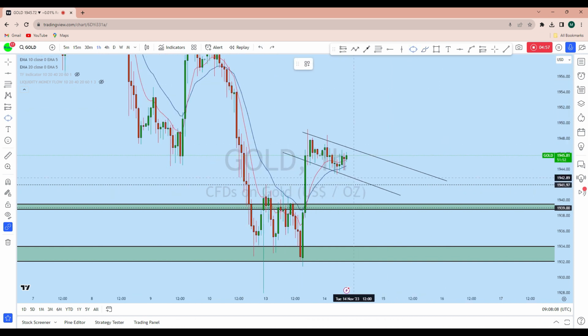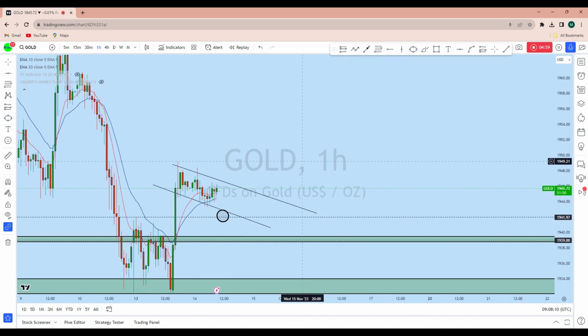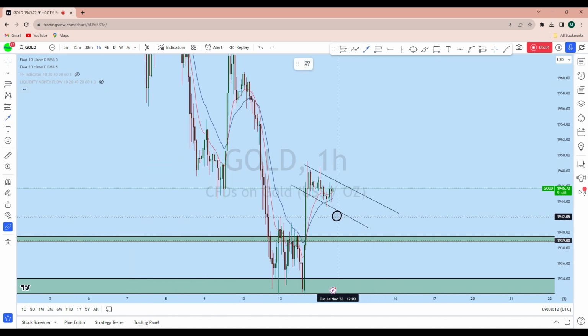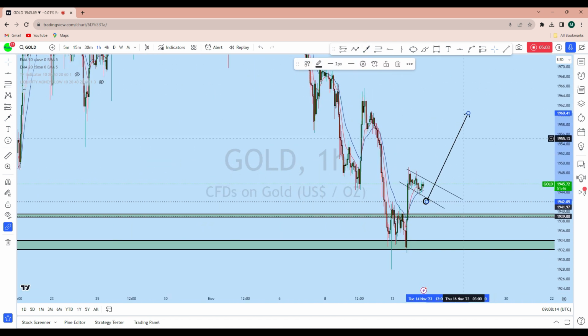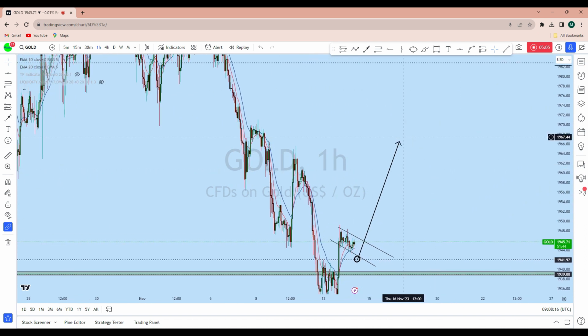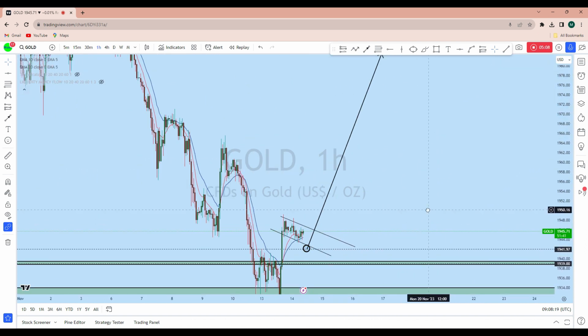And as soon as we find a suitable entry on gold, we will look for going long with a high probability trade setup with our students.